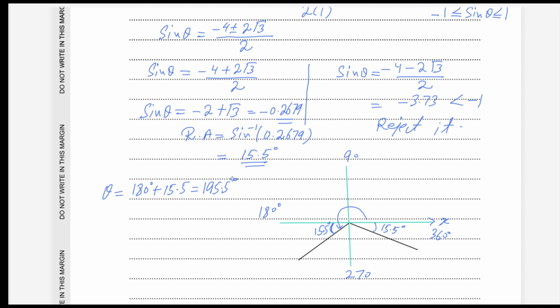That is 195.5 degrees. So this is one answer. The other answer you could find from here to here, this angle. If you subtract this reference angle from 360, you will find that angle. Therefore, the other answer will be equal to 360 minus 15.5. Hopefully you understand from this diagram why we are subtracting this reference angle from 360 degrees. So we'll get the answer as 344.5 degrees. So these are the two answers for this part.